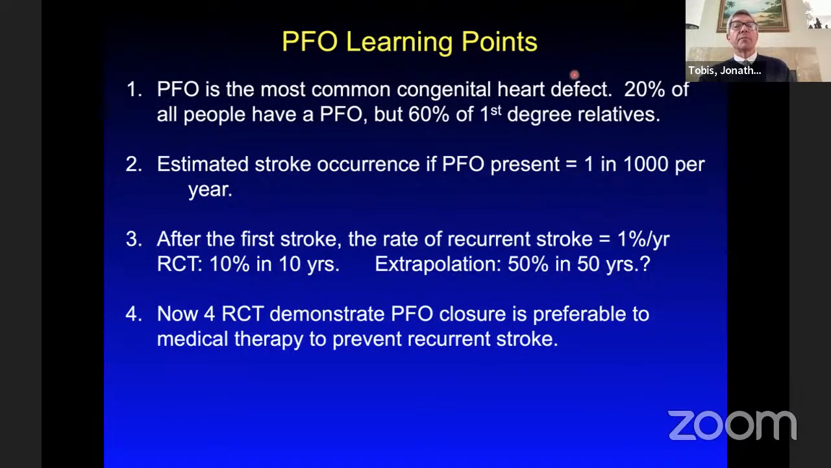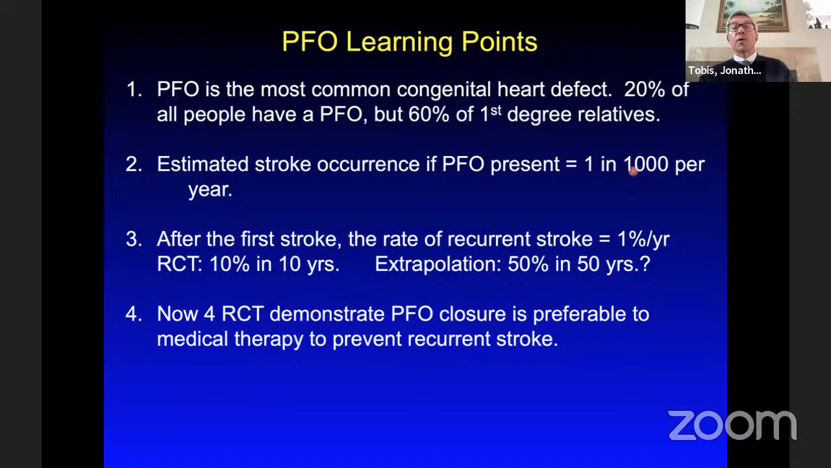So just some learning points. I consider PFO as the most common congenital heart defect because 20% of people have this. And I think it is a defect since it can lead to migraines and stroke and other conditions. But we did a study of, I think it was like 55 families. And if you look at first-degree relatives, 63% of first-degree relatives of people with a PFO also have a PFO. So it's clearly genetically distributed. And we're trying to find out what those specific genes are.